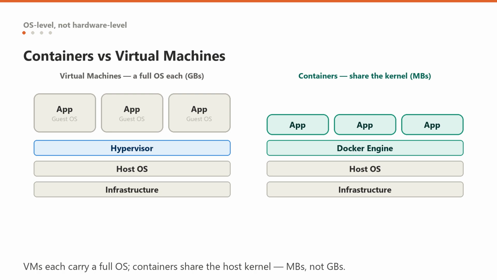A container virtualizes the operating system instead. All containers share the host's single operating system kernel, and each one packages just the app and its dependencies. So a container is megabytes, not gigabytes, and it starts in milliseconds, not minutes. The trade: VMs give stronger isolation, containers give far more speed and density. For most applications, containers win.